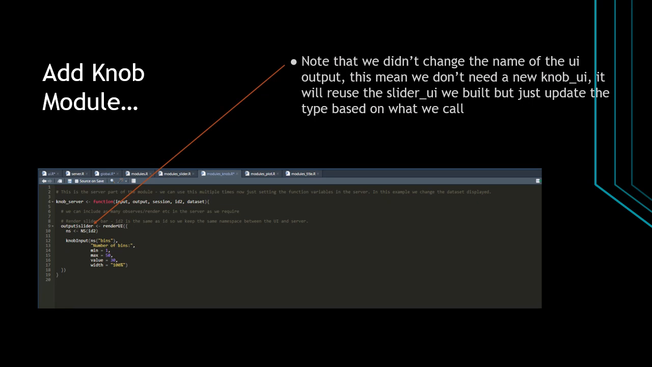For this, we actually only need the knob server section. We're still going to call our output from the render UI slider. This means that when output UI is called, it's the same name. It doesn't actually matter that this is now a knob input instead of a slider. It will still place it in the UI in exactly the same way.